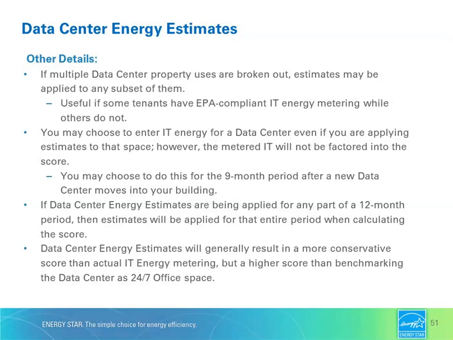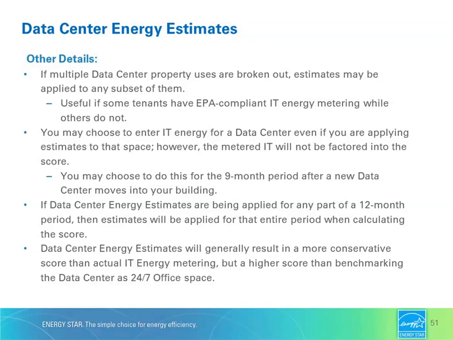So this leads us nicely into our next point, which is that if you're applying data center energy estimates for any portion of a given 12-month period, then the estimates will be applied for that entire 12-month period when calculating the score. So be sure to check your current as-of dates in Portfolio Manager if you switch back and forth between using estimates and not using estimates. Because if there's even one day during your 12-month scoring period where estimates are being applied, then they'll be applied for the full 12 months. And any metered IT energy for the data center will be ignored.